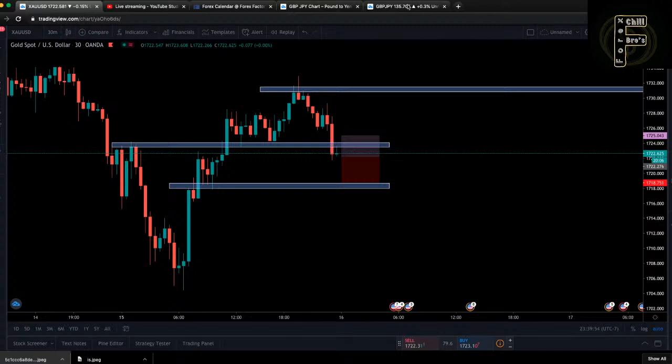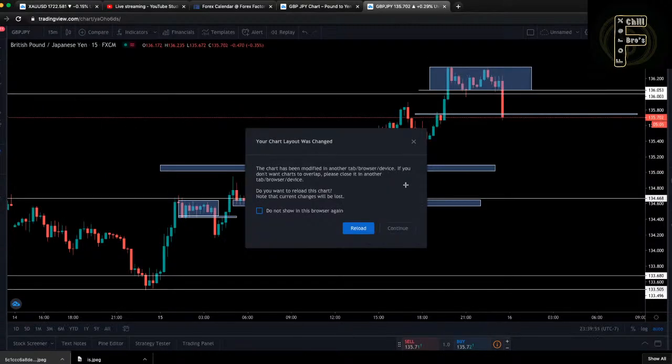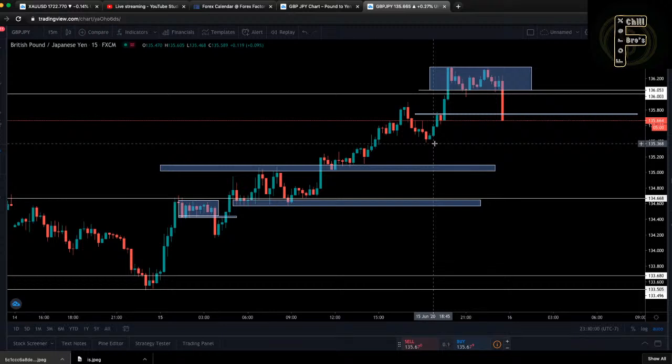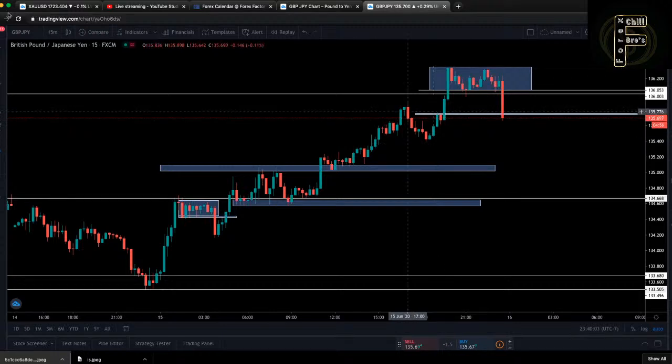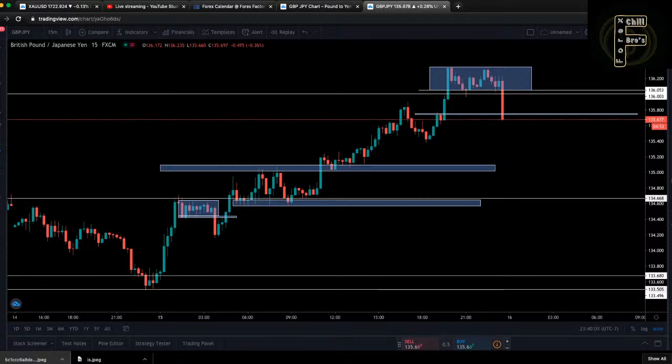That was the 15 minute. Then GJ, what's GJ doing? GJ is pushing all the way down. Anyone clear what I'm saying? It's almost ready for short.